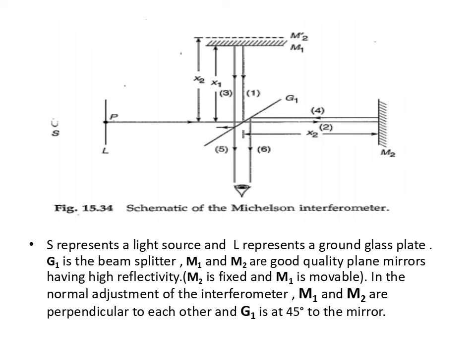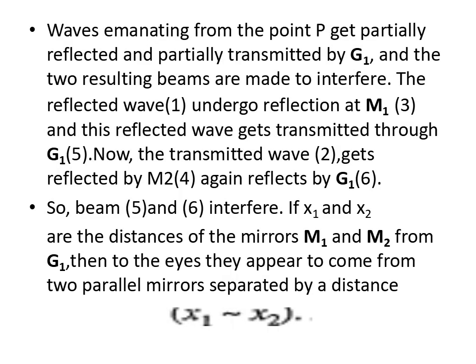Here M2 is a fixed mirror and M1 is movable towards and away from G1. And in normal adjustment of the interferometer, M1 and M2 are perpendicular to each other and G1 is at 45 degrees to the mirrors. Now we are going to see how interference happens in this interferometer. Waves emanating from the point P get partially reflected and partially transmitted by the beam splitter G1, and the two resulting beams are made to interfere.